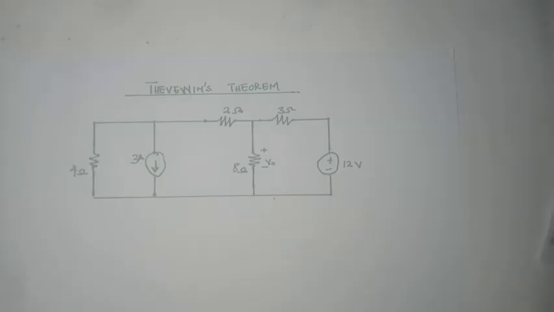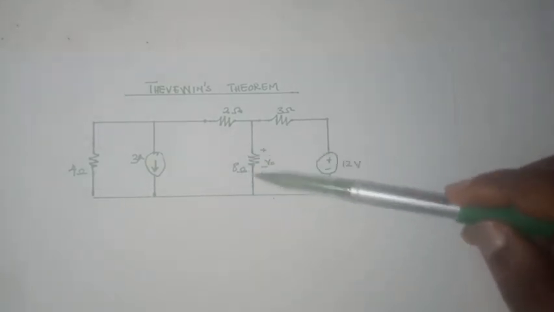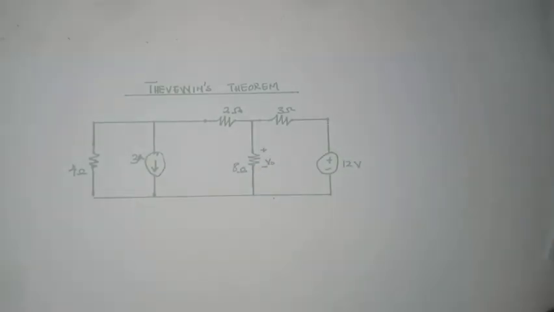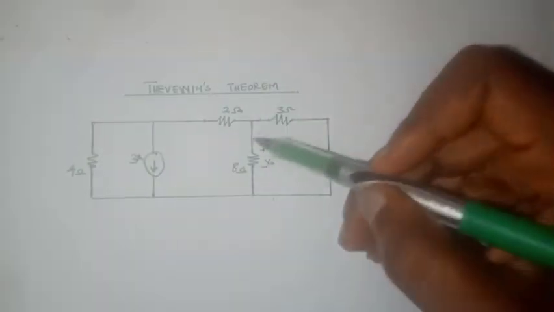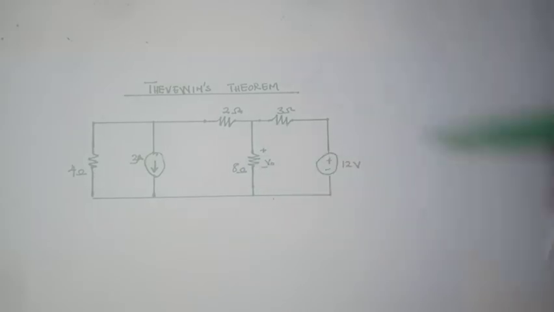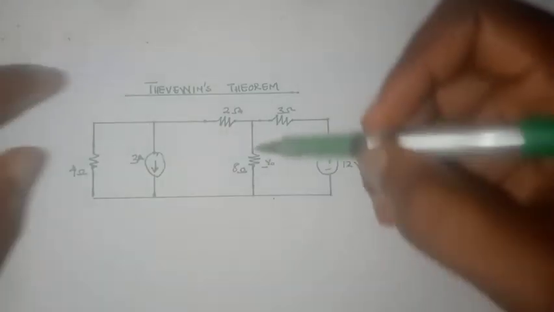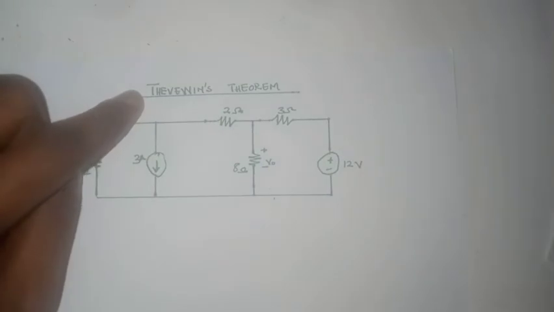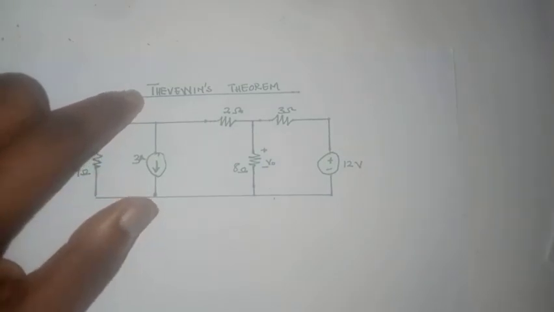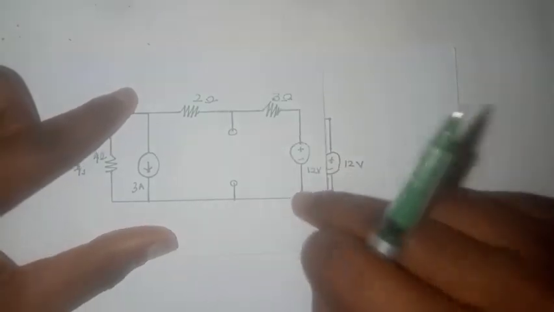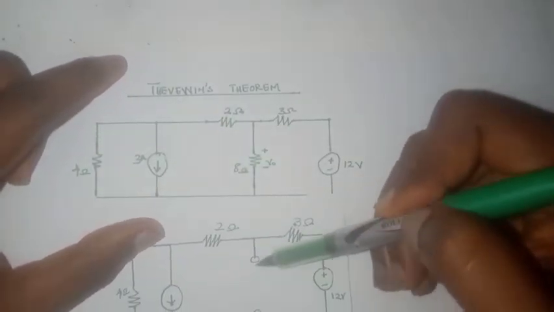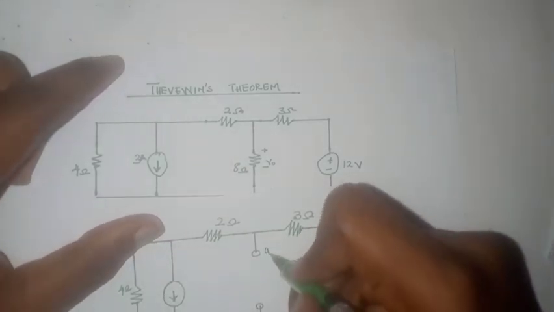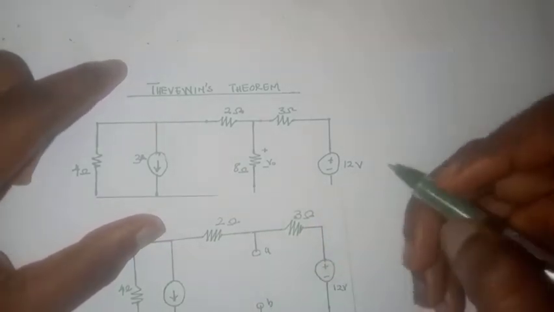So in order to solve for the voltage drop across this 8 ohm resistor using Thevenin's theorem, what we first have to do is make this circuit a two-port network at this point. And if we do that, we unplug this 8 ohm resistor and we have something like this. You see, it is just the same circuit but with the 8 ohm resistor missing. You can call this A and B.